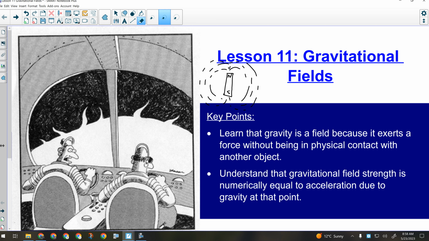Like friction is a contact force. Tension is a contact force. All of those things require the two objects to actually be touching or somehow connected. A field force doesn't require that. It only has an area over which the force is exerted, without contact, and you can see that with magnets. You can see it with electricity and with gravity.